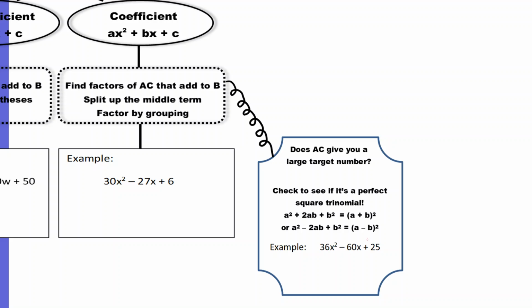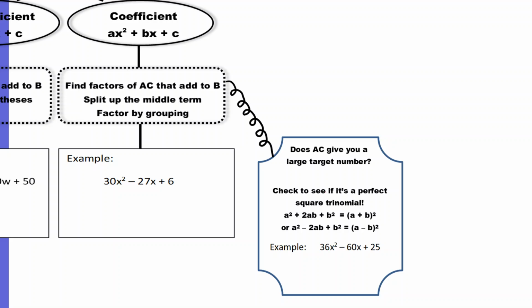So I'm looking at this example. There is no GCF, nothing goes into 36, 60, and 25 besides 1. And then I'm sitting there going, oh my goodness, I need to multiply 36 times 25, whatever that is, find factors of that, then add to negative 60. I'm like, hold up, there has to be a better way on this one. So I look to see, is this a perfect square trinomial?